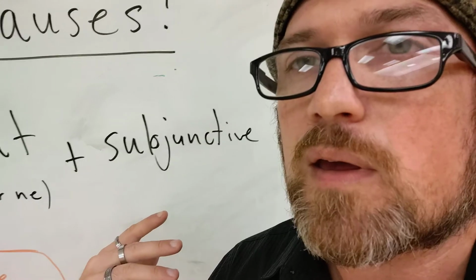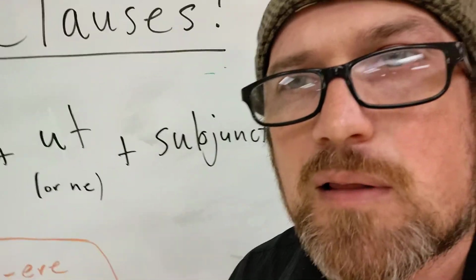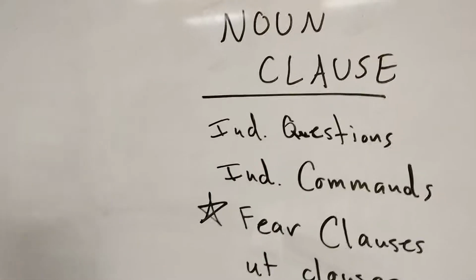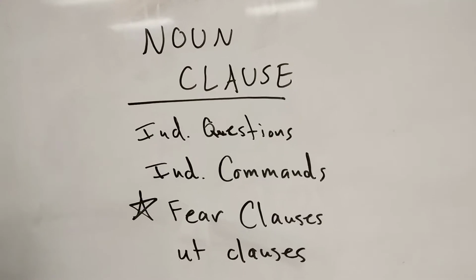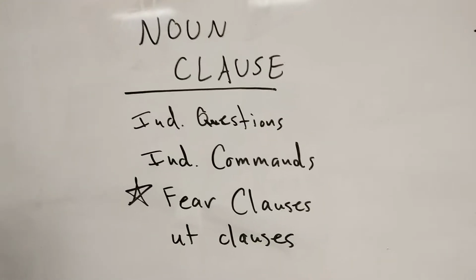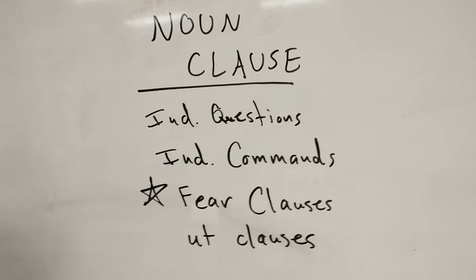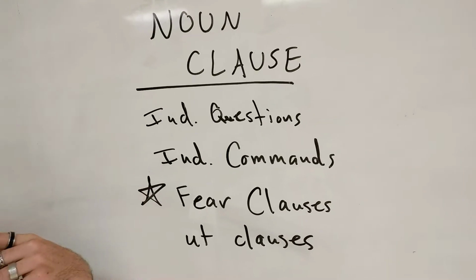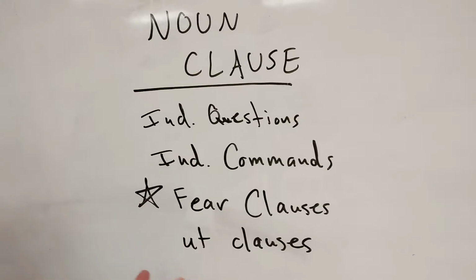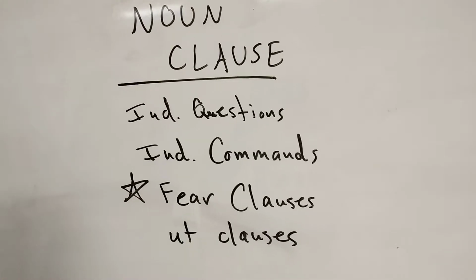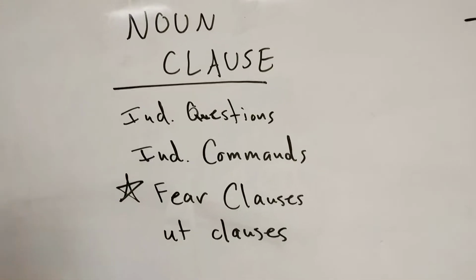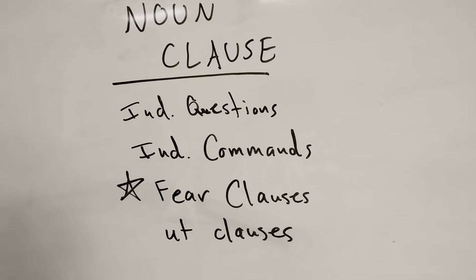And already you're probably thinking, wait, ut or ne plus a subjunctive, doesn't that look like a lot of other clauses that we already have? And it does, and there's a reason for this. It's because they're basically all subsets of noun clauses. Like I said, that whole clause is the object of your fear. That's not so different from, say, an indirect command that also uses ut or ne, where you are commanding not just a person or a thing, but you are commanding them to do something. You don't say I commanded the soldiers. You say I commanded the soldiers to, and then whatever you wanted them to do.